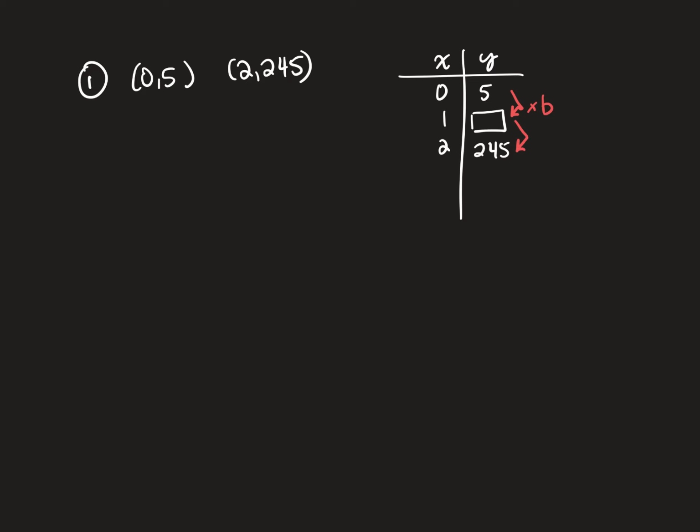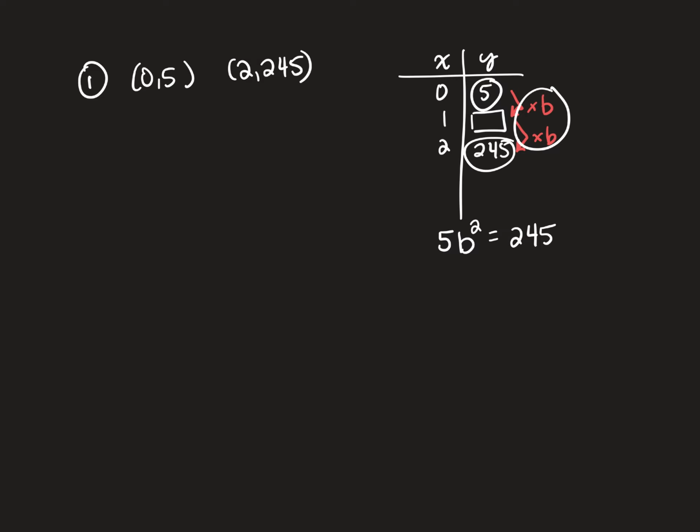And then I multiply by that same number again to get term 2. So from that, I know that if I start out with 5 and I multiply by b squared, I should get 245. So I start off with 5 and multiply by b squared, I should get 245. This will give you an equation that you can solve for b.